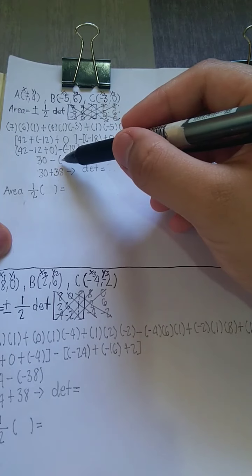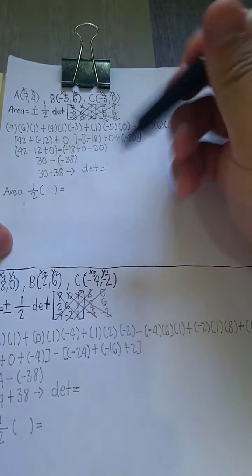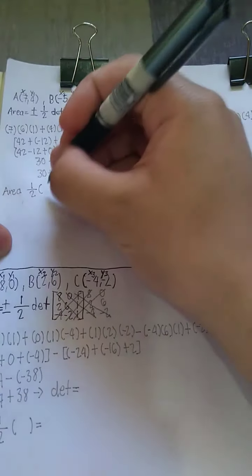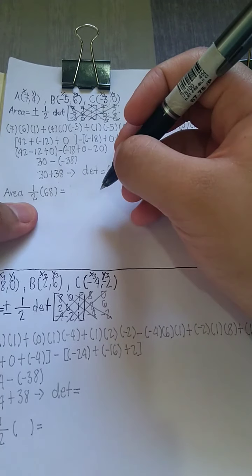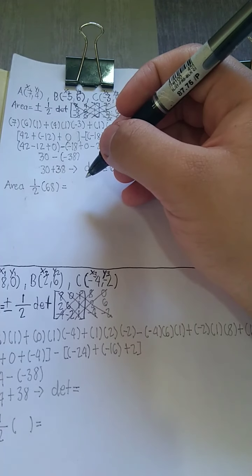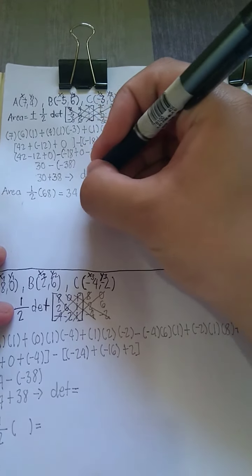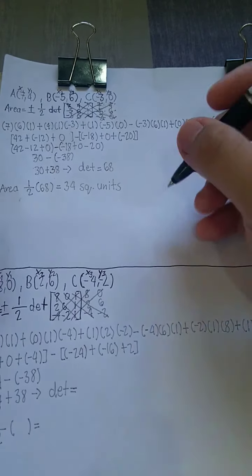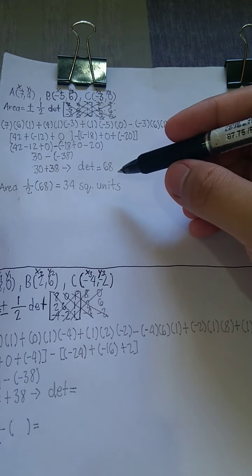Since both have the same sign, it turns into plus. So 30 plus 38 gives a determinant of 68. The last part is the area: 68 over 2 is 34 square units, which is the whole answer to the first example.